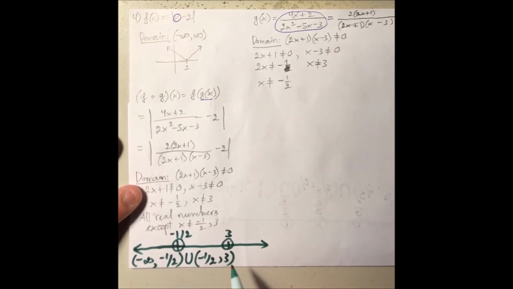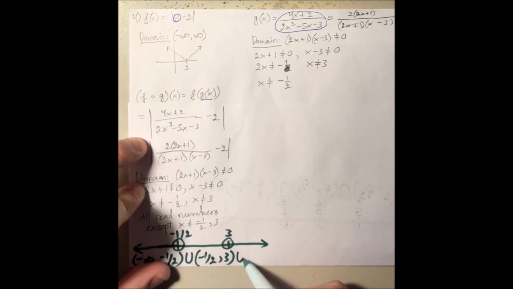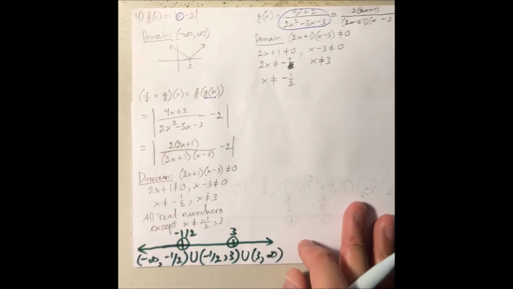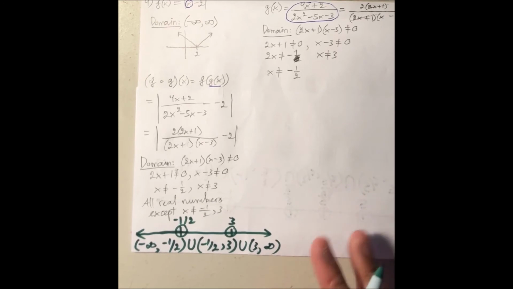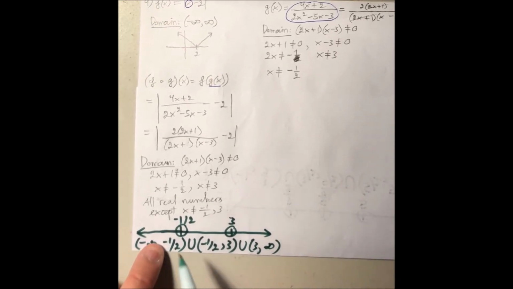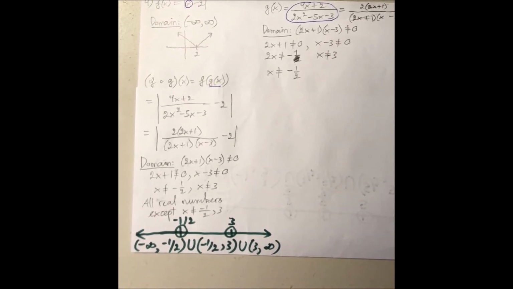Well, last one. We are going to go from excluding 3 and all the way to +infinity. So union again, 3, comma, +infinity. And that's the interval notation for this one. And of course, the union can be interpreted as the word or. So you say the interval from -infinity to -1/2, or this, or that.